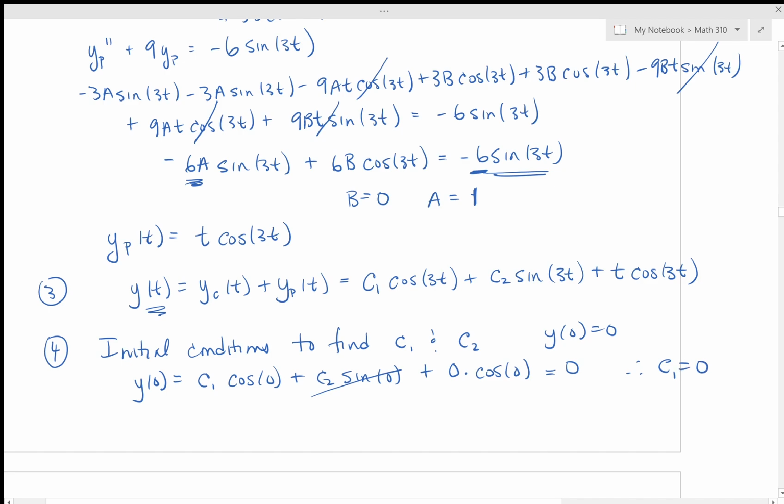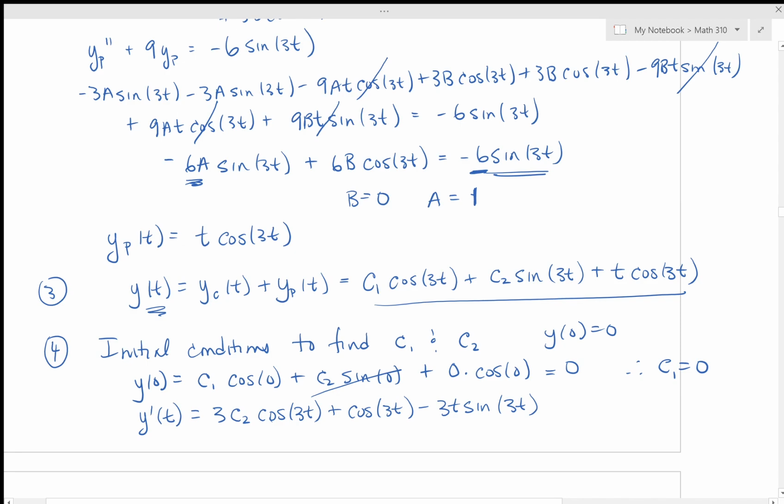And then I have to take the derivative. That's my second condition. I know what y prime at 0 is, so I need to know what y prime of t is. So I'm going to just take the derivative of the function y of t, and I'm going to get 3 C2 cosine 3t plus cosine 3t minus 3t sine 3t.